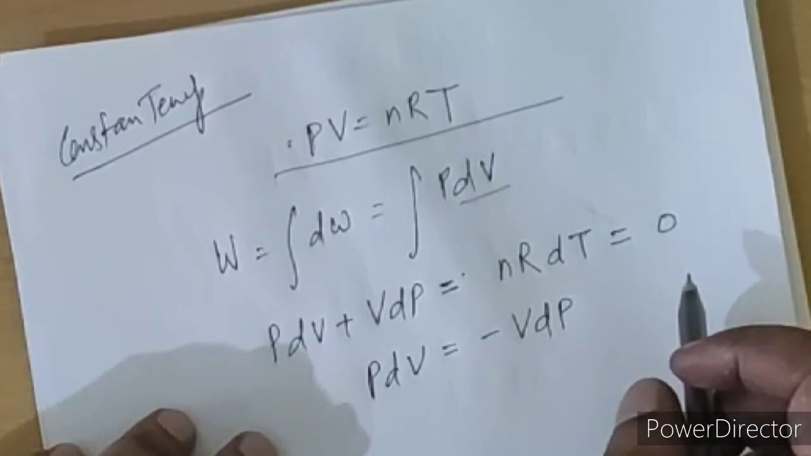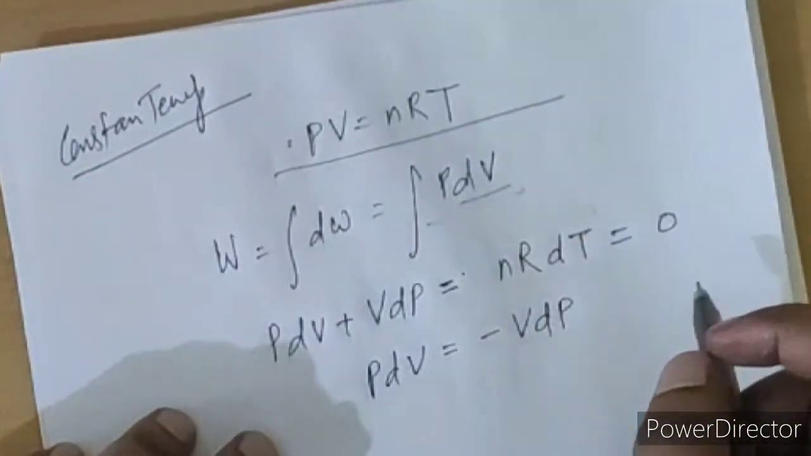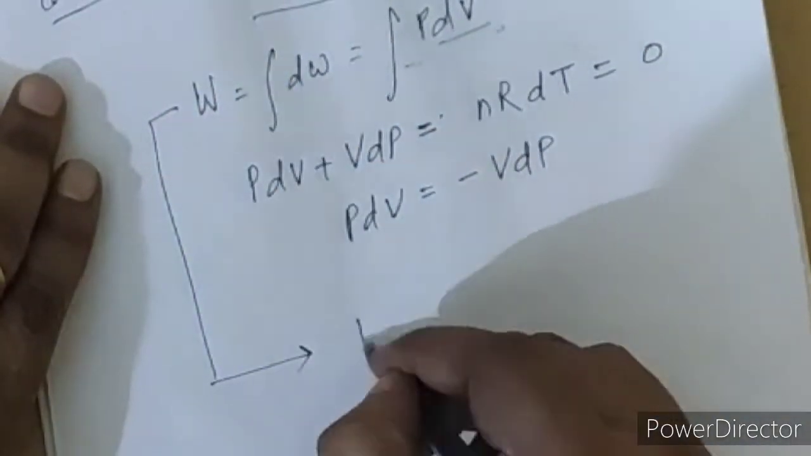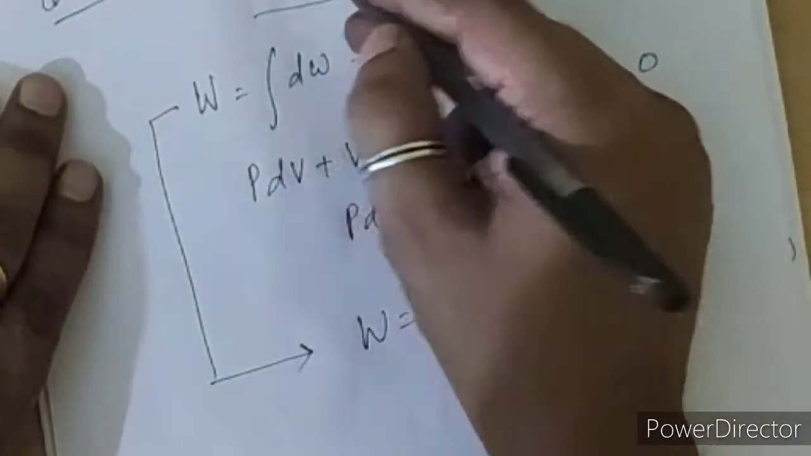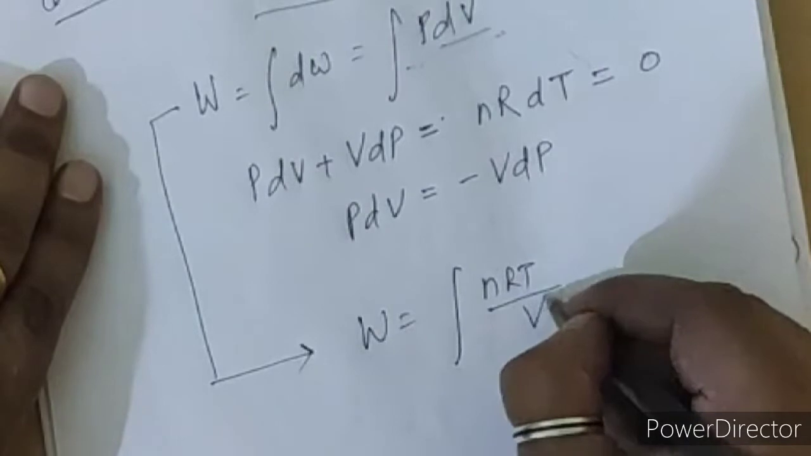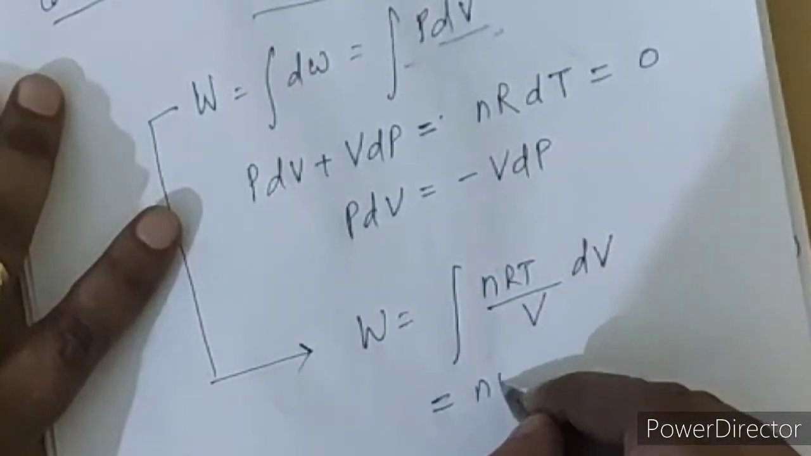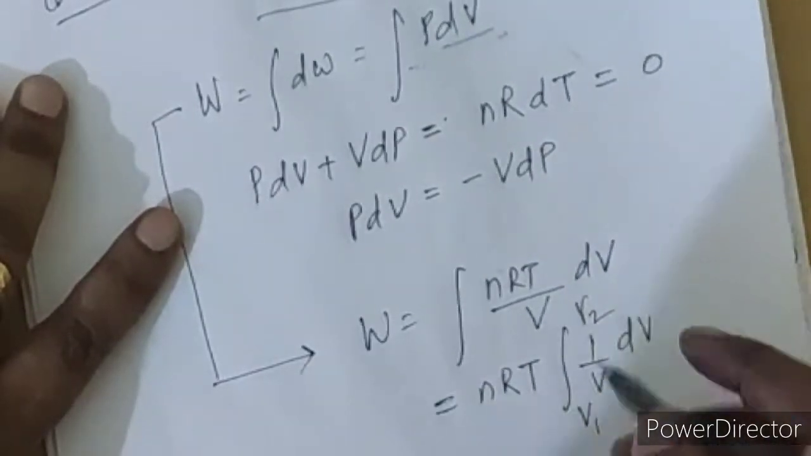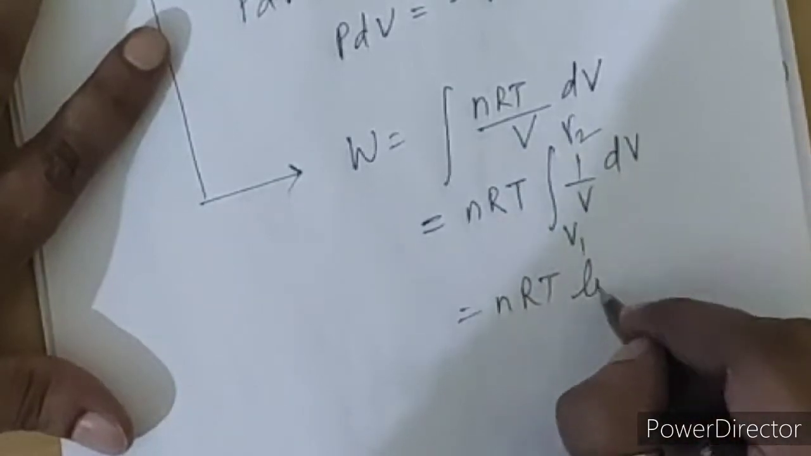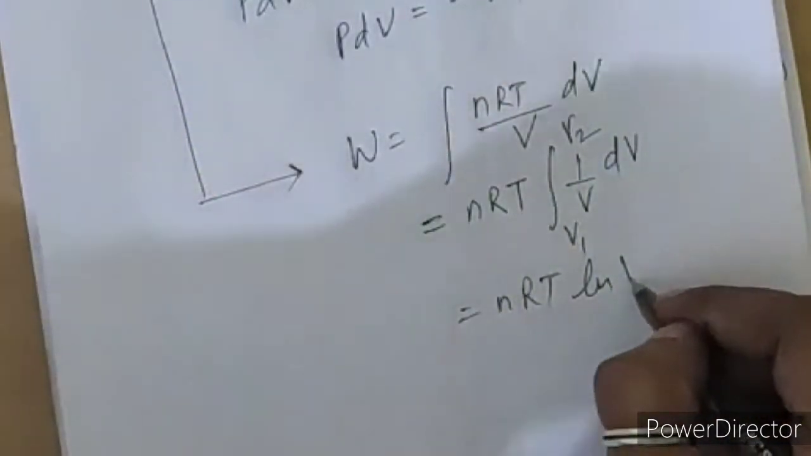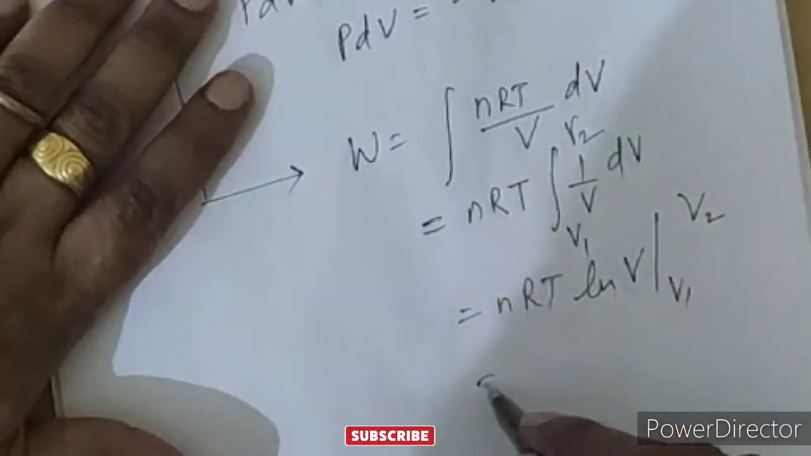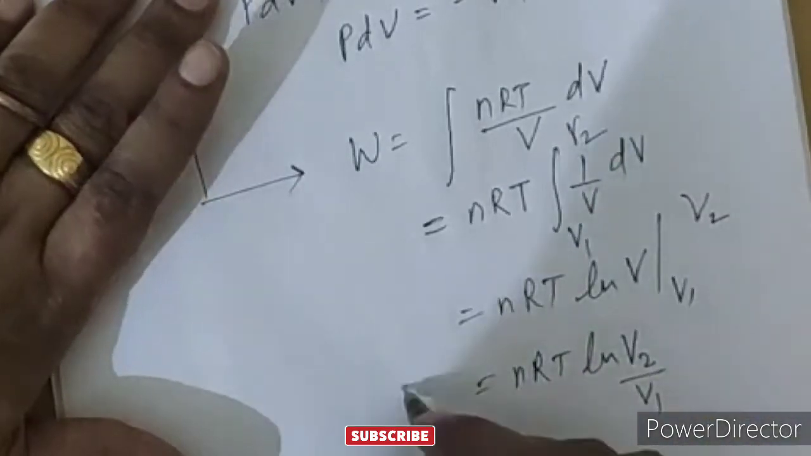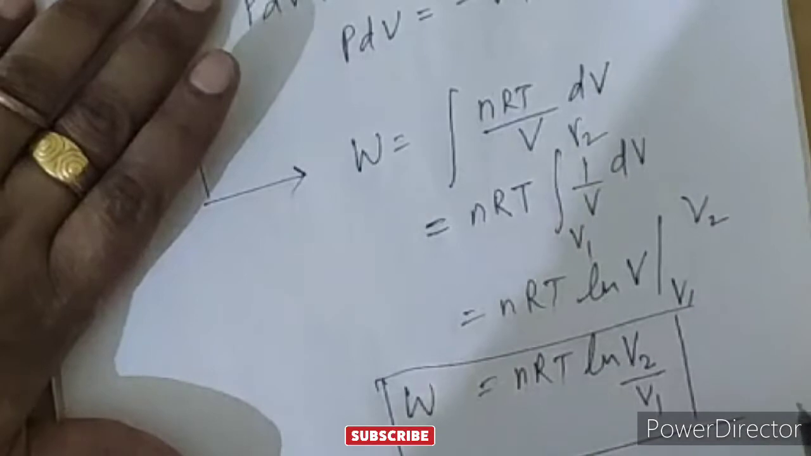Now we have this equation, right? So what we do here is W is equal to, we put the value of P from here, this becomes nRT by V dV. T is constant, so this comes out, and this becomes like this, V1 to V2, this becomes nRT ln V, V1 to V2, nRT ln V2 by V1. So this is the total work done in the case of constant temperature.